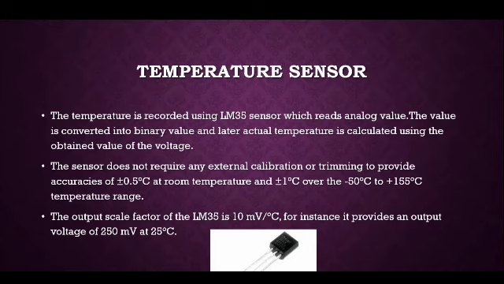The next component used in this project is the temperature sensor. The temperature is recorded using the LM35 sensor, which reads an analog value. The value is converted into a binary value and later the actual temperature is calculated using the obtained value of the voltage. The sensor does not require any external calibration or trimming to provide accuracies of 0.5 degrees Celsius at room temperature and 1 degree Celsius over the minus 50 to 155 degrees Celsius temperature range.